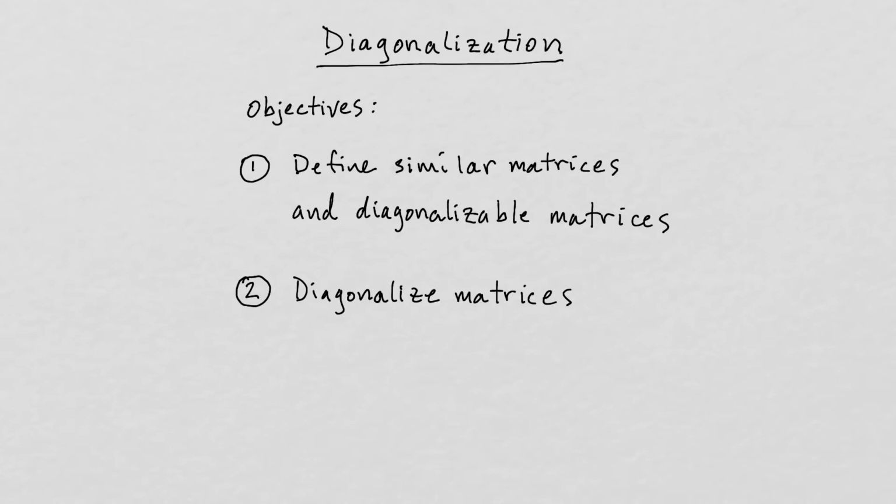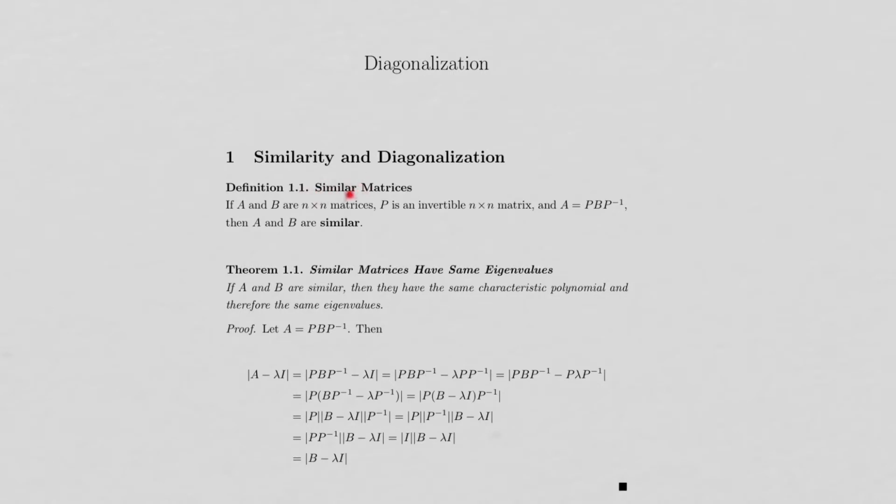This video is about diagonalizing matrices, or diagonalization for short. We only have two objectives. We're going to define similar matrices and diagonalizable matrices, and then we're going to learn how to diagonalize matrices. We'll start with a definition of similar matrices.